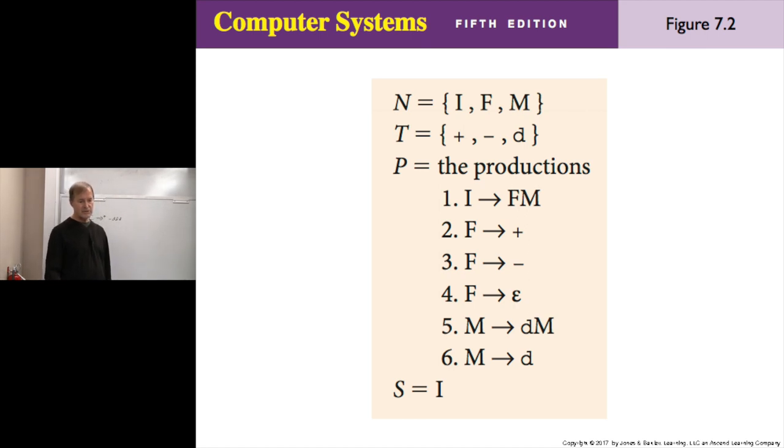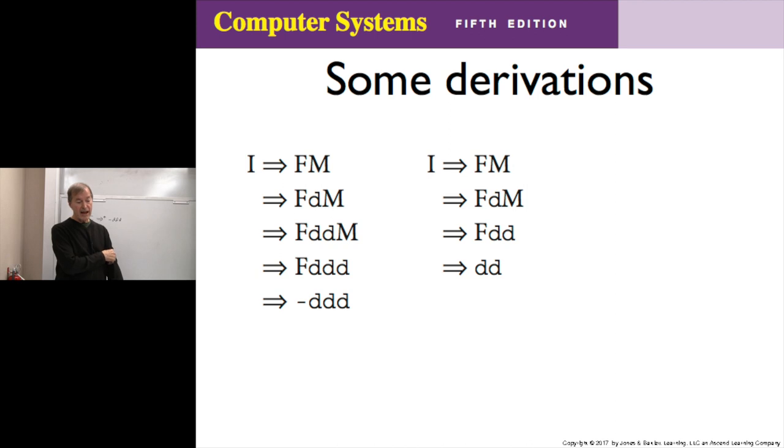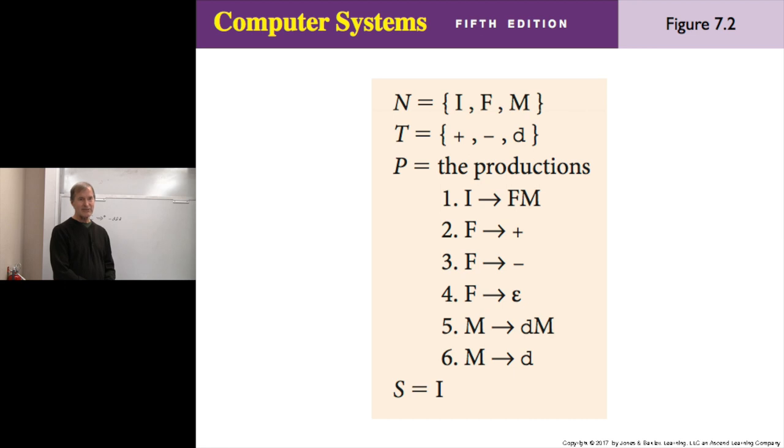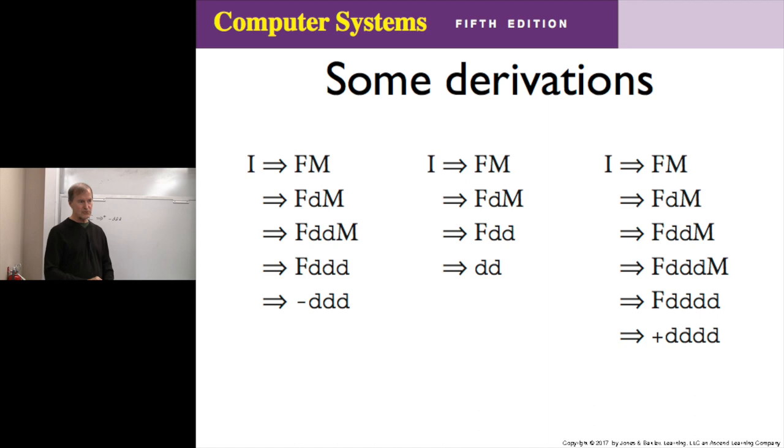Okay, here's another derivation. You can now tell me with this derivation, I produces in zero or more steps DD. Can you tell me what the rule was for the last step, to get from FDD to just DD? What's that rule? Yeah, the empty string, right. So F produces the empty string, so the last one for that was rule 4. Does everybody see that that uses rule 4 to get that derivation? And then here's another one with a plus DDD.